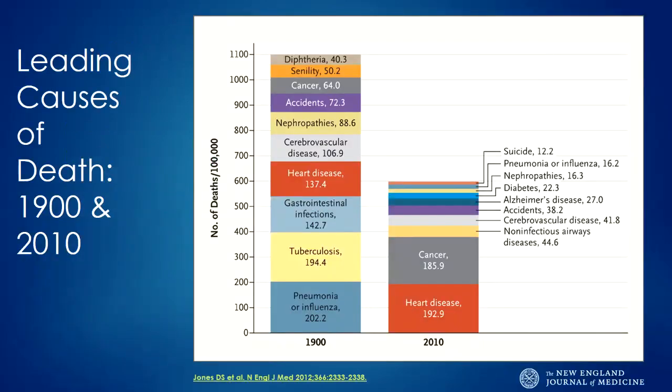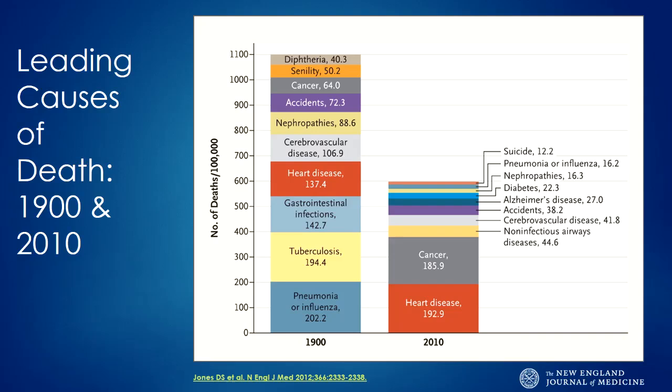So in 1900, the leading causes of death were a mixture of infectious and non-infectious diseases. You see the three leading ones were all infectious: pneumonia or influenza, tuberculosis, GI infections. But by 2010, we largely have shifted to more chronic diseases as leading causes of death.